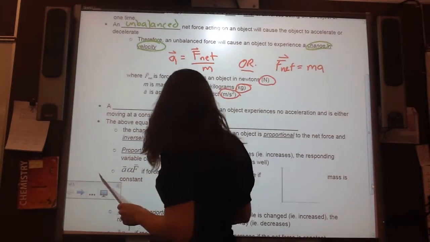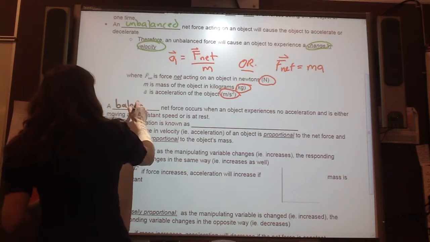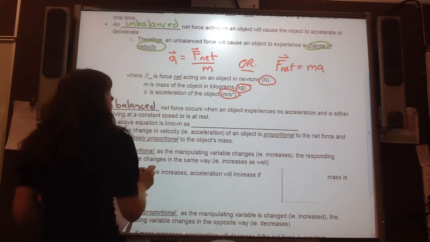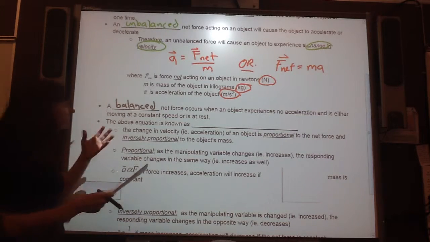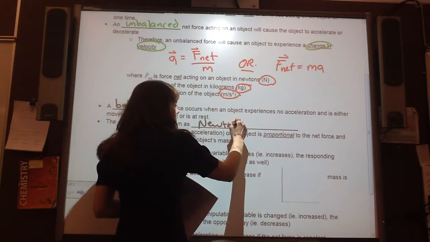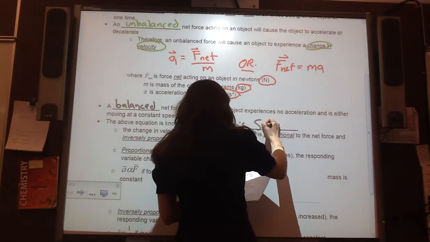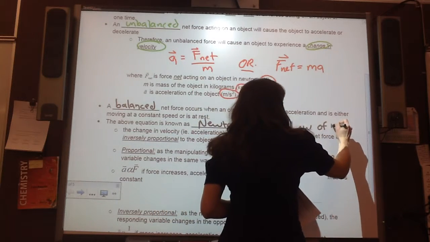A balanced net force occurs when an object experiences no acceleration and is either moving at a constant speed or is at rest. This whole formula is known as Newton's second law of motion.